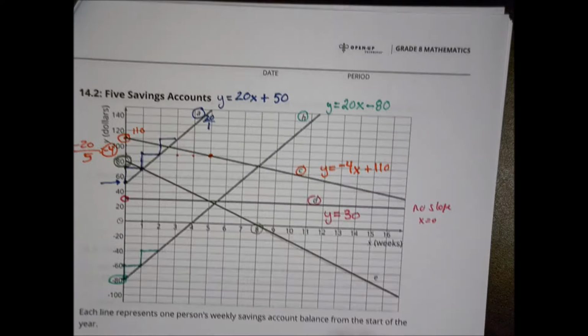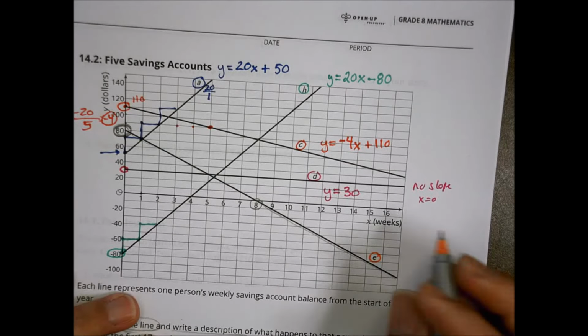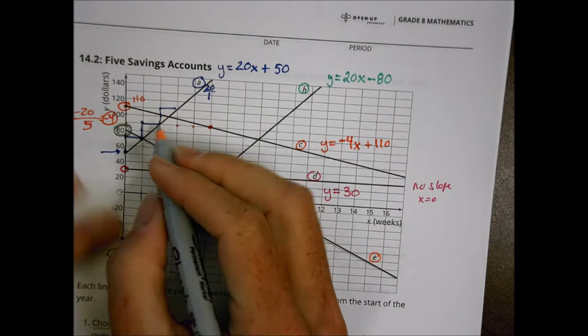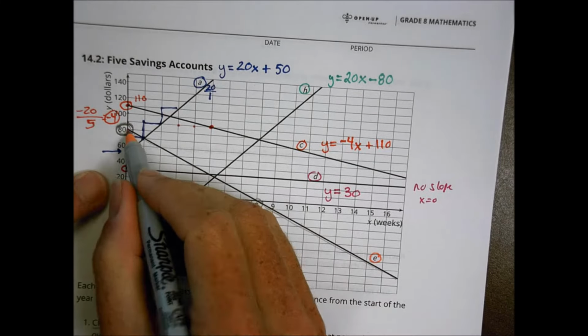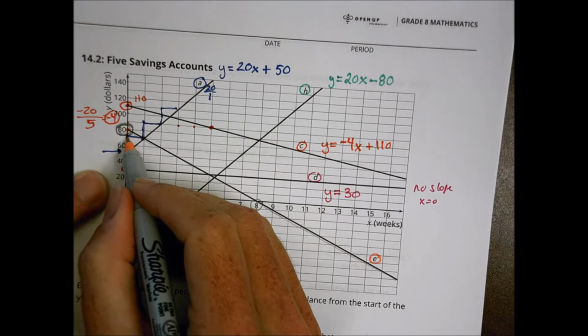Now let's look at our last one, E, which is also a decrease, right? So we take a look at this person here, and we know we have y equals, let's see what the slope is going to be here. We can see that they're starting at 80, and we're going down 1 over 1.